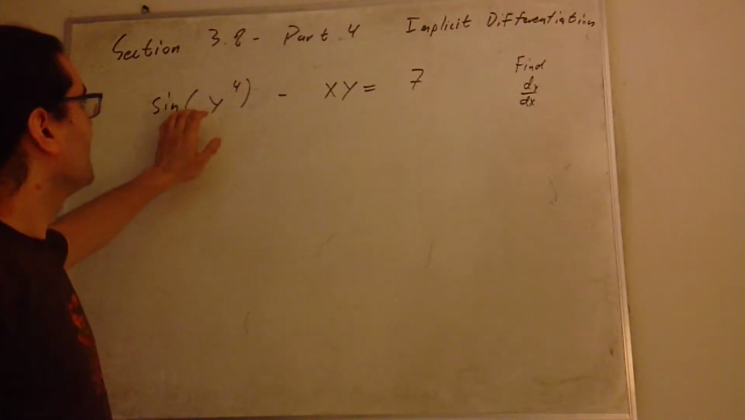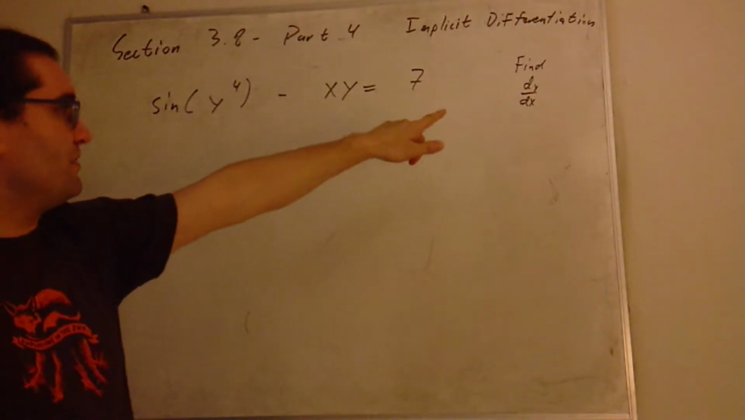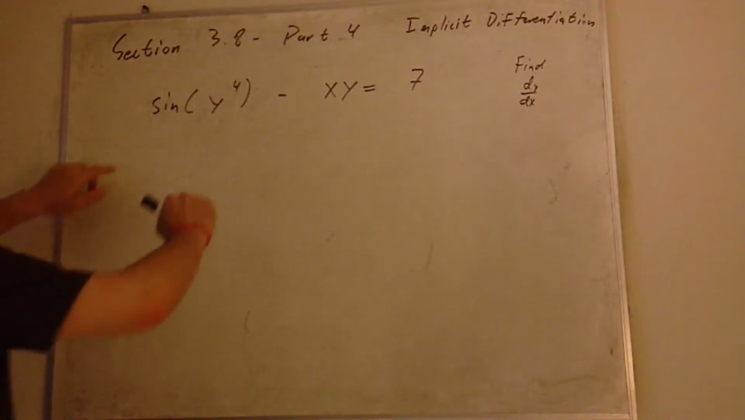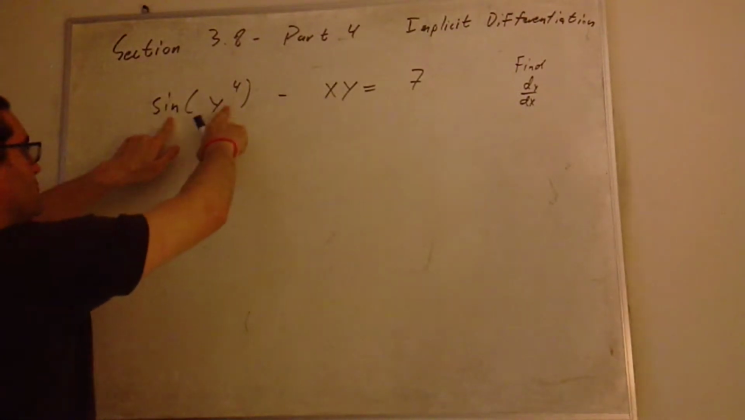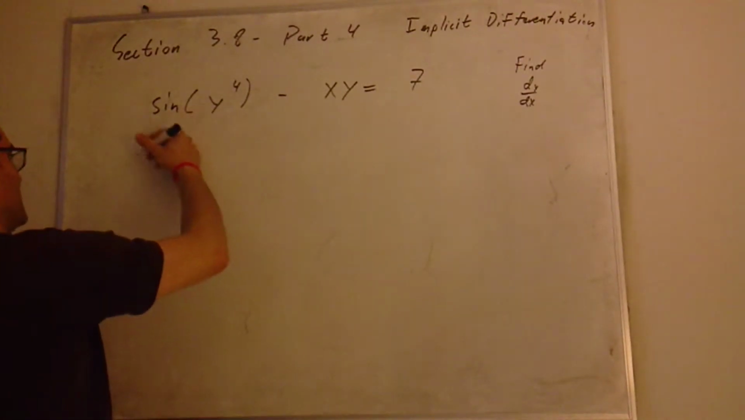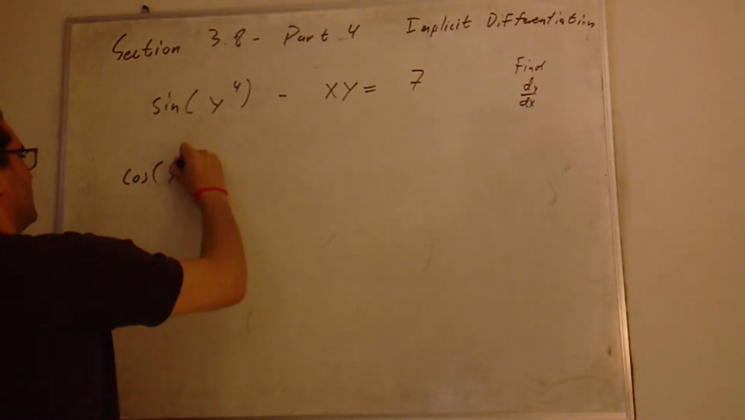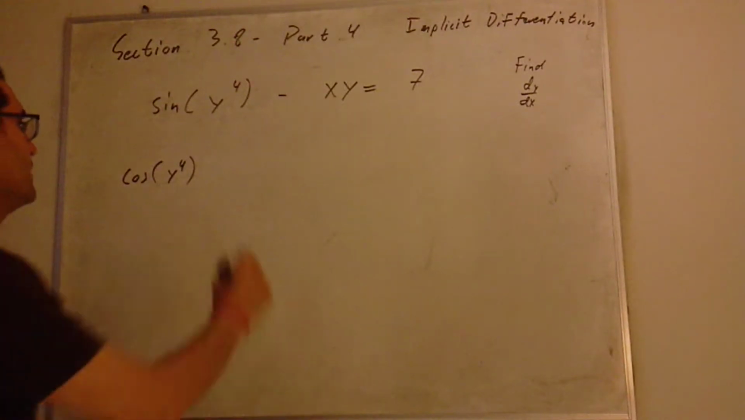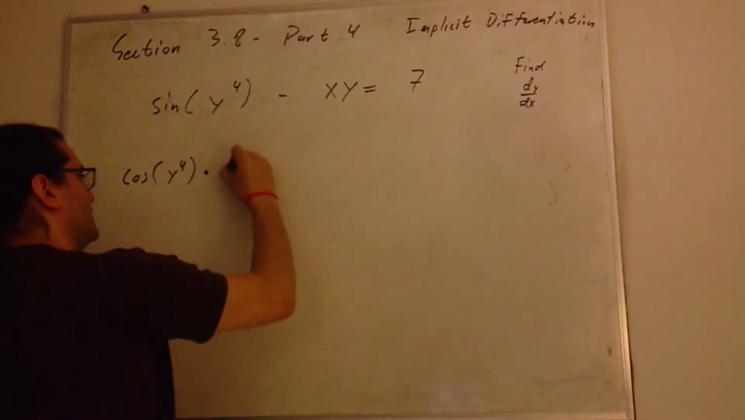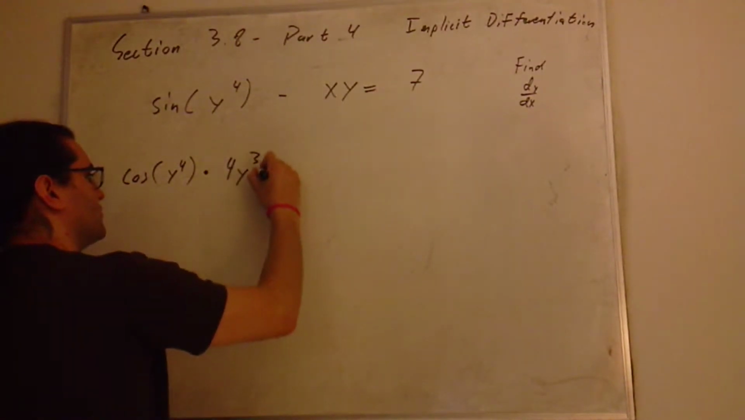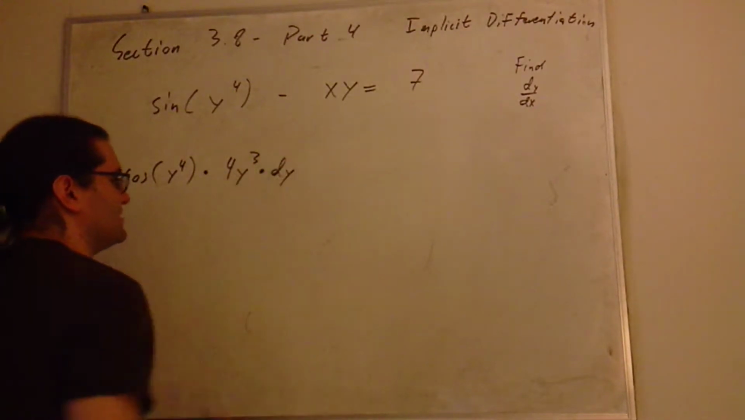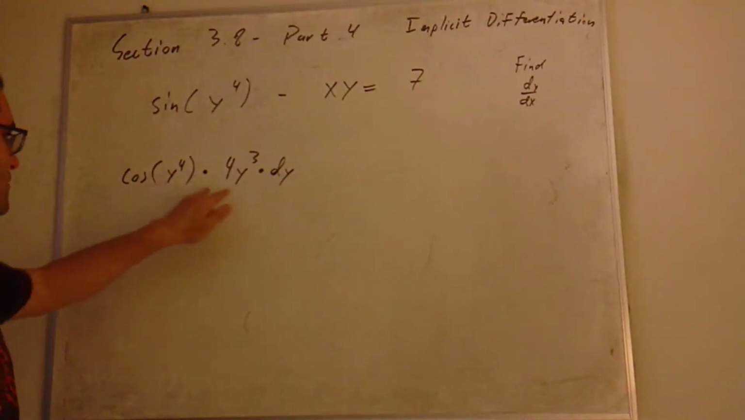So I just want the derivative. We're going to do that implicitly, piece by piece. We'll start with this piece. This is a chain rule piece. The derivative of sine is cosine of what's inside. The derivative of what's inside is 4y cubed. The derivative of what's inside that is dy. So this is a chain rule thing with 3 pieces.